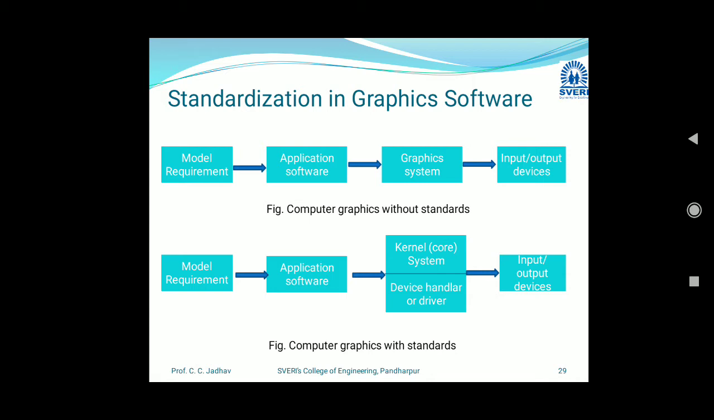The graphics system performs all functions related to the graphics techniques, and to perform these graphics functions, the graphics system is embedded in the application system. So this is the function of the graphics system. We are embedding this graphics system in the application software for performing their functions. When this is done, the software becomes device dependent on the hardware. So this is the disadvantage: our software becomes dependent on the hardware.